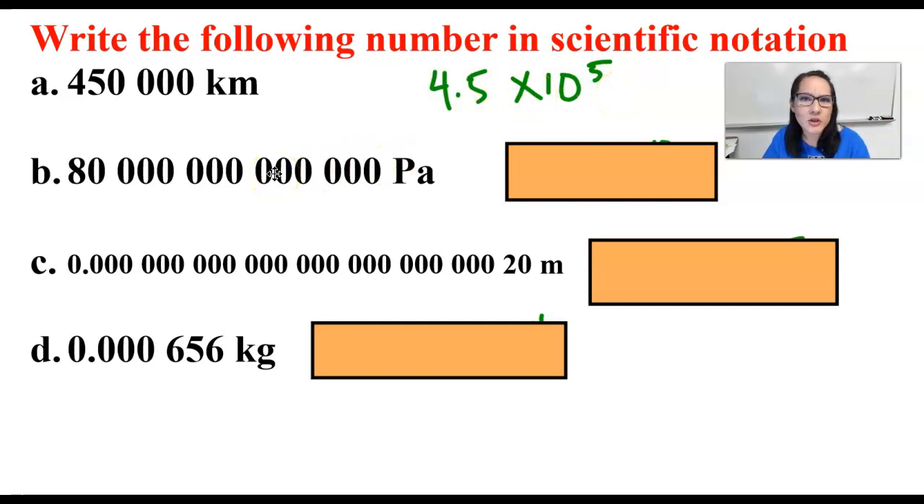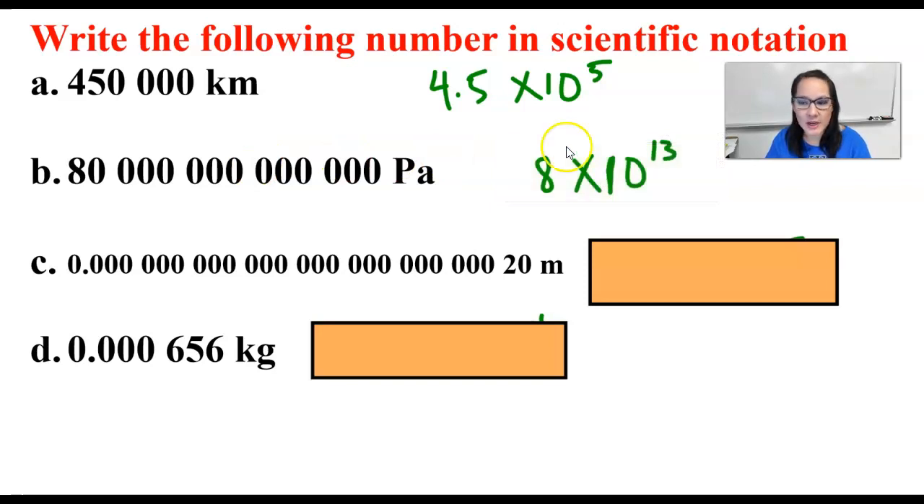This is a really large number, so again, we're going to have a positive exponent. I'm going to move the decimal to be right after the first non-zero number, which is 8. So we're going to have 8 times 10 to the positive 1, 2, 3, 4, 5, 6, 7, 8, 9, 10, 11, 12, 13. So this will be 8 times 10 to the 13.